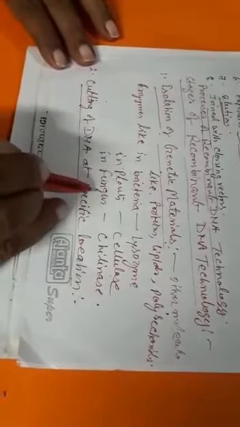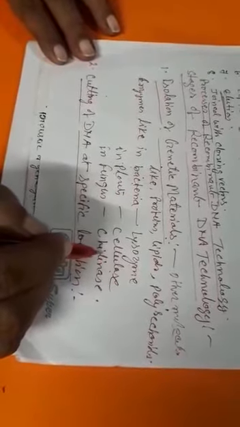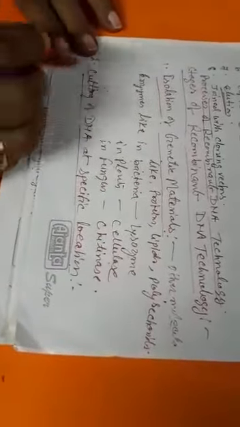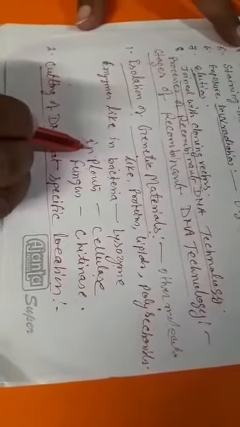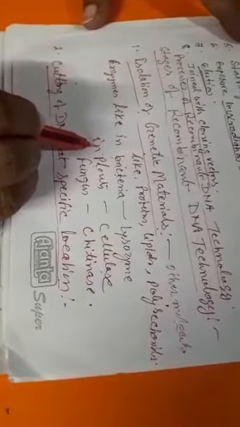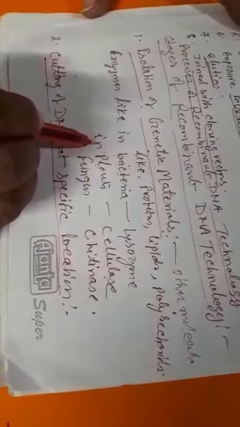Plant cells are treated with cellulase, and fungal cells are treated with chitinase. So these are the enzymes used for the cells of different organisms. RNA is removed by treatment with ribonuclease, and protein is removed by treatment with protease. After several treatments, the purified DNA is precipitated by adding chilled ethanol.